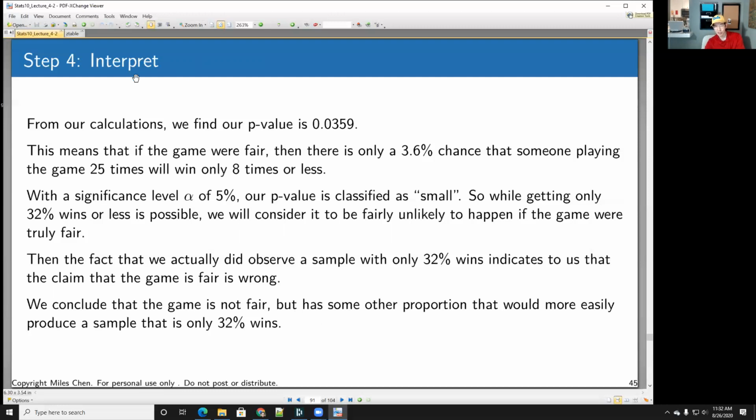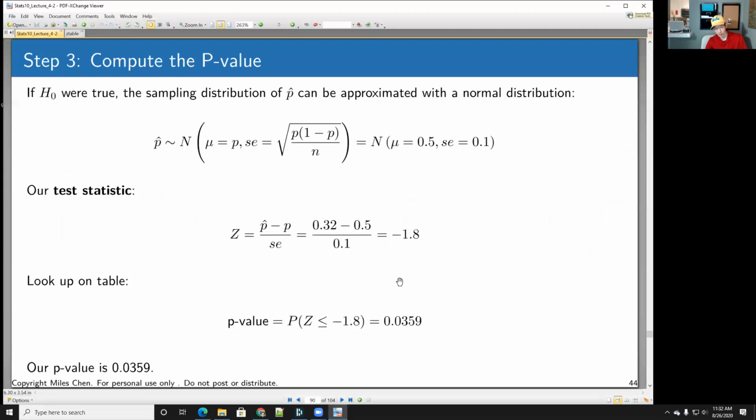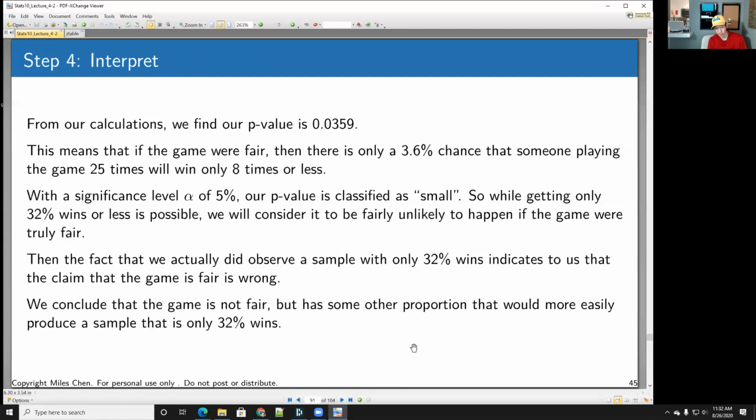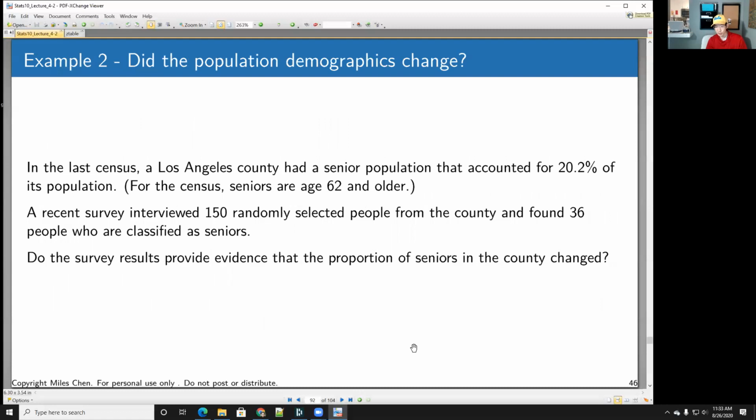All right, is the reasoning okay as far as the steps that we went through? We said, I'm expecting this kind of proportion, and this is what I observed. What I observed is lower than what I expected, and so we do the calculations to say, what's the probability of getting what I observed? And that probability comes in low. We conclude that the game is not fair. Okay. All right.